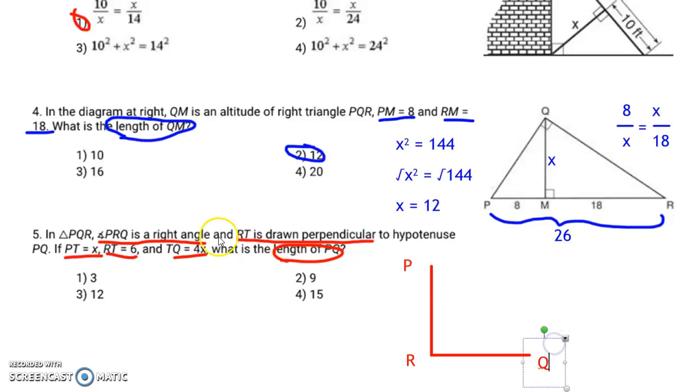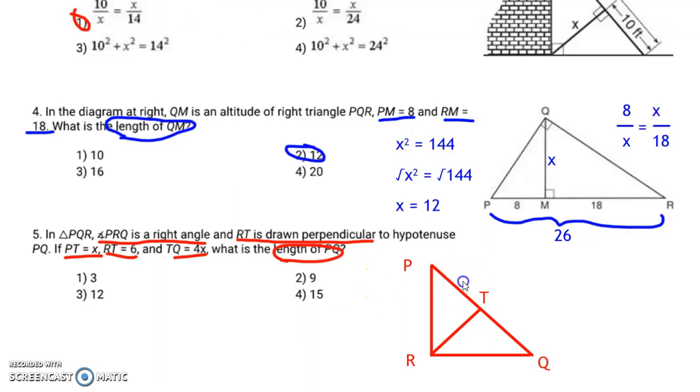It also tells us that RT is drawn perpendicular to hypotenuse PQ. Well, if hypotenuse PQ exists, that means we're going to need a line from here to here. That's going to form our hypotenuse, and we need a line that is perpendicular to that to serve as the impromptu altitude. Now it tells us that PT is equal to x. Well, we know that this point here is T, so let's label it as T.